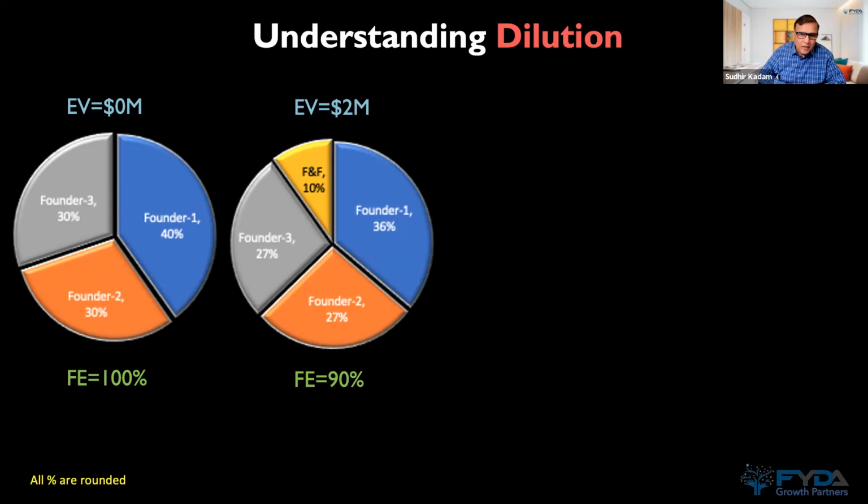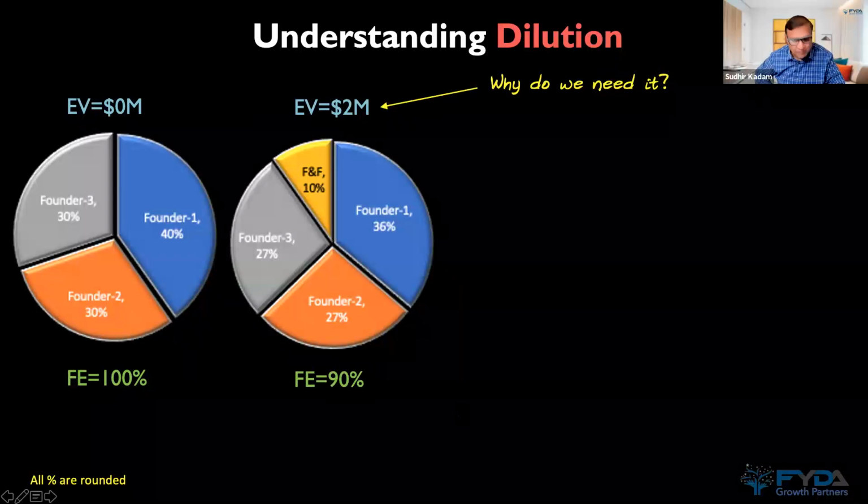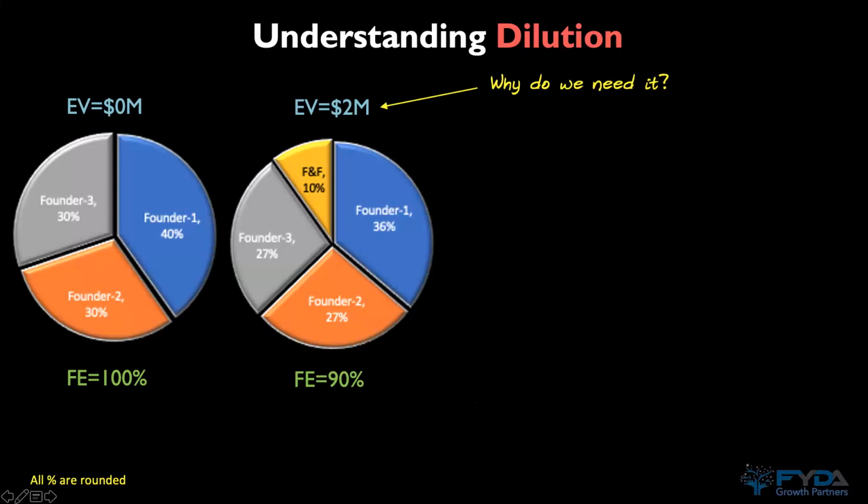Now, since you have given him 10% of the company for 200K, the enterprise value of your company is now 2 million. That's the valuation of your company. So it's a 2 million valuation company where friends and family hold 10% and the founders hold the remaining 90%. Then you go to another round. But why do we need this 2 million? Because, as I explained, you need to value how much equity you will give to the FNF. That's why this valuation becomes important, and we'll talk about that a little later.